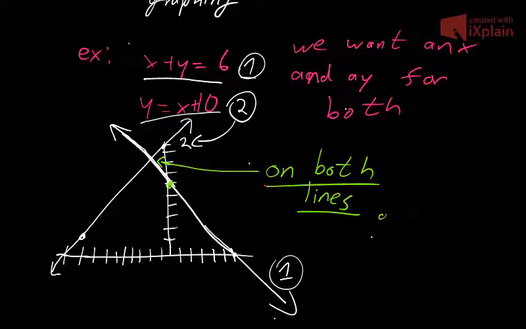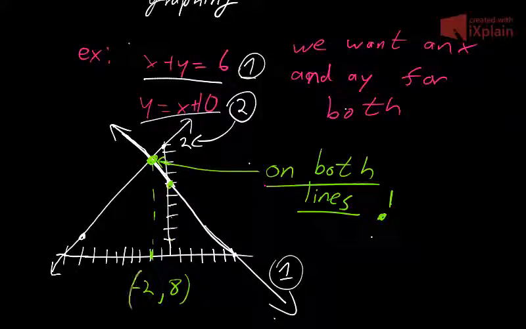And that is very, very exciting for me. If it's on both lines, that means that it works for the first equation because it's on that first line, and it works for the second equation because it's on that second line. So all we have to do is figure out what exactly that point is. It's lined up with negative 2 here for my x value, and my y value is 1, 2, 3, 4, 5, 6, 7, 8. Right there. So it looks like negative 2, 8 might be our answer.